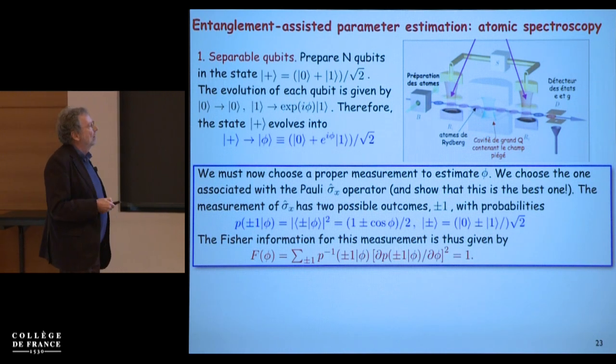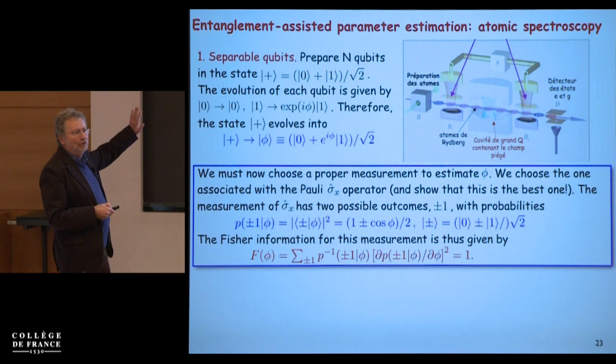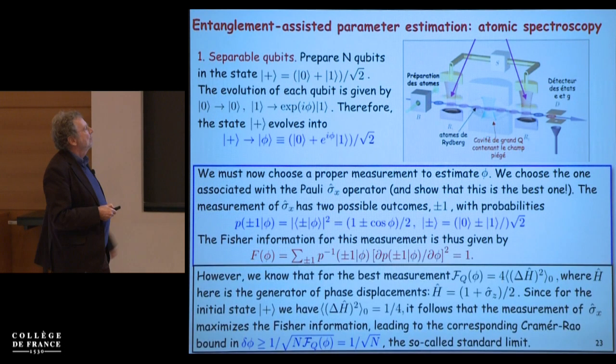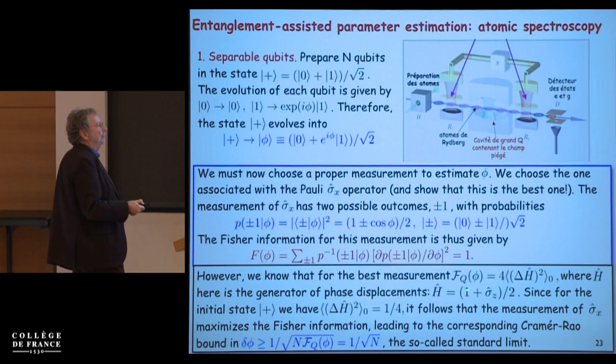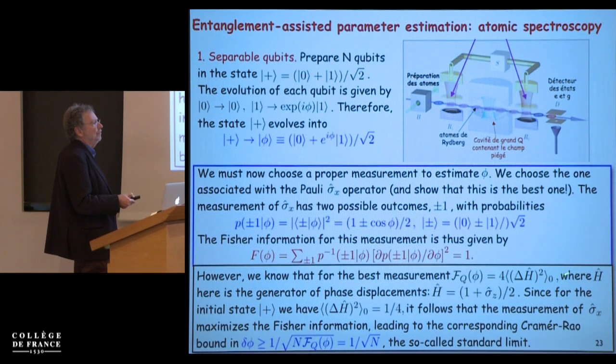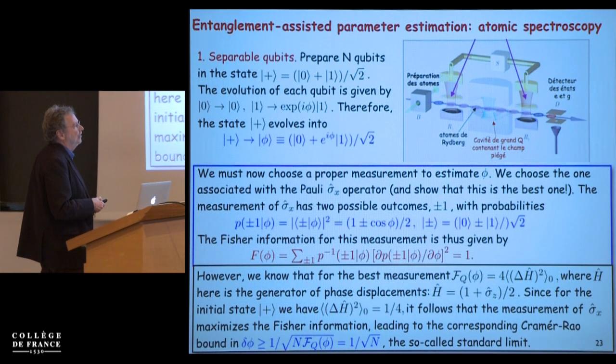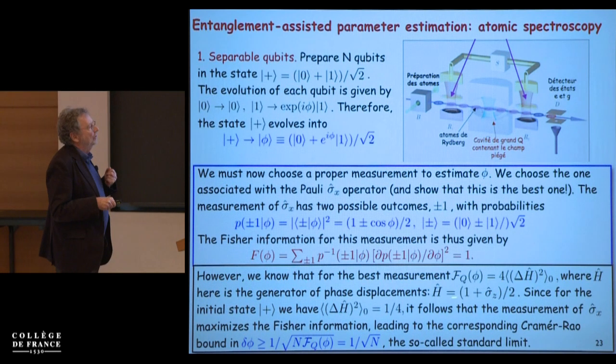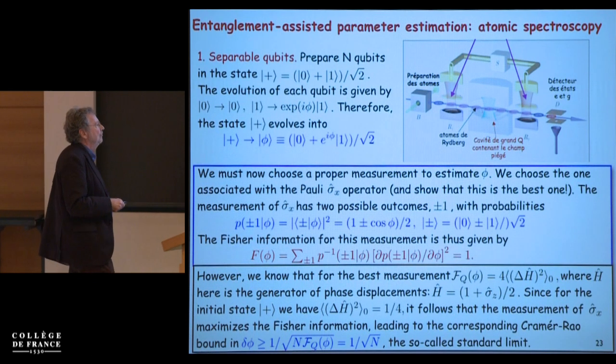Okay? Now, let's see what the quantum Fisher information tells us. So the quantum Fisher information is given by 4 times the variance of the generator. Now, we know that the generator of the phase displacement is given by this operator here. It's (1 plus sigma z) over 2. If you apply that to 0, that gives you 0. If you apply it to 1, it gives you 1. Okay? So this is the generator of the phase displacements.